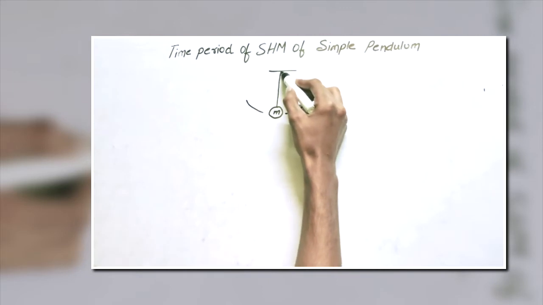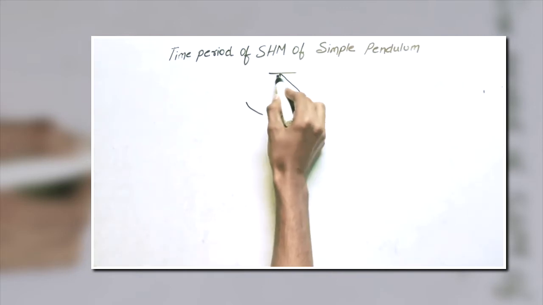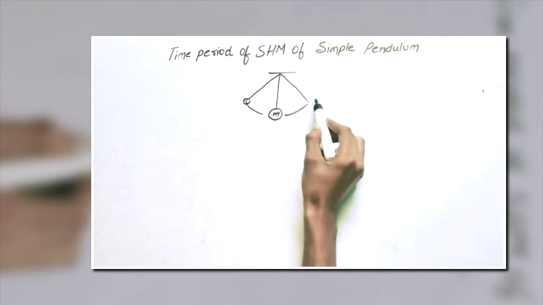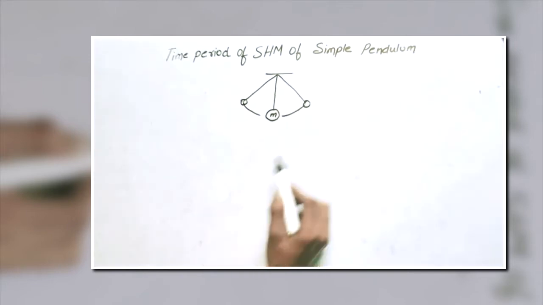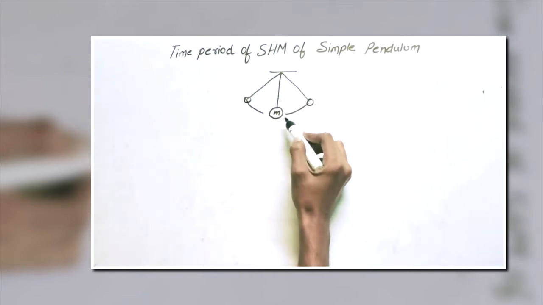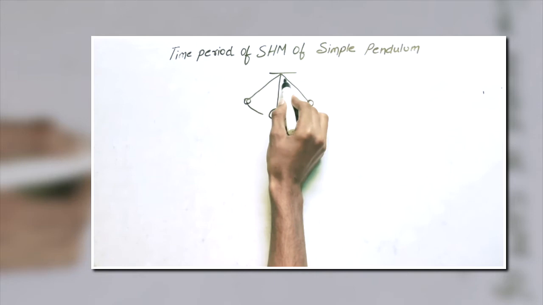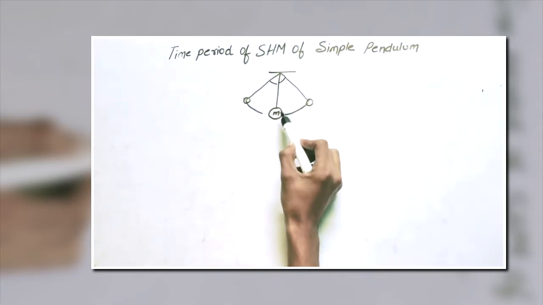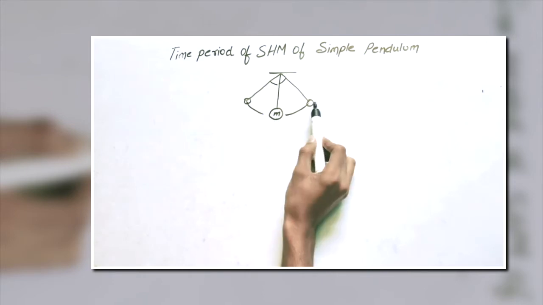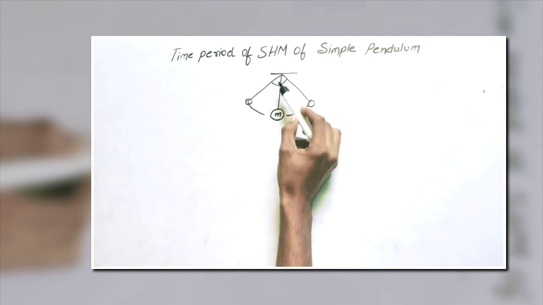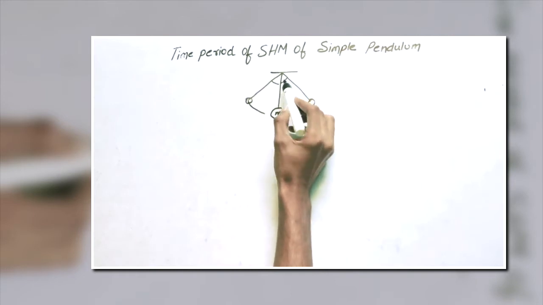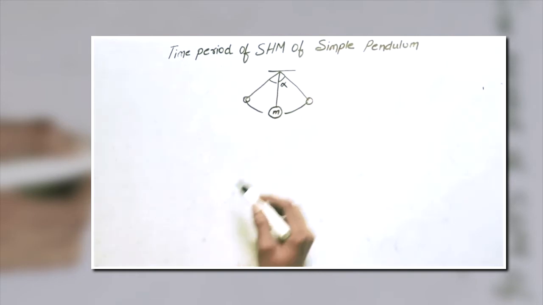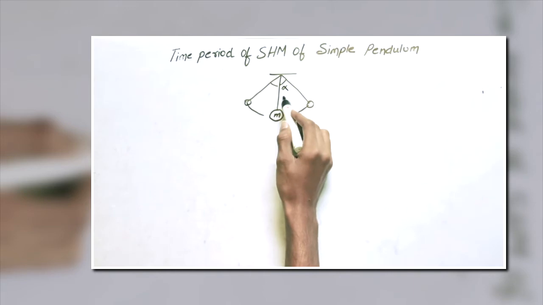It will come to its maximum amplitude, that is its extreme position. So in this case you have this angle. From the mean position to the extreme position, the angular displacement is suppose alpha. So this alpha is very large.